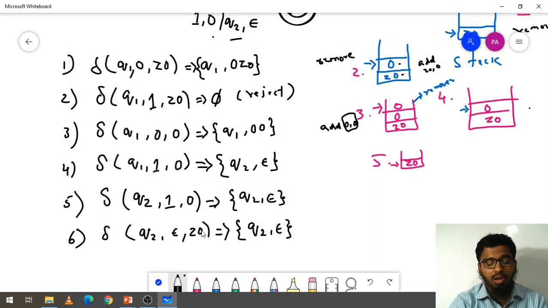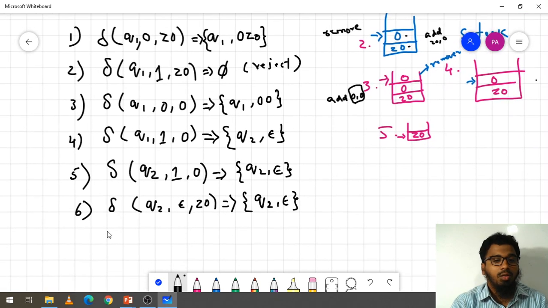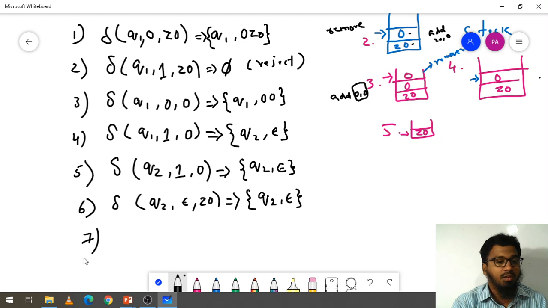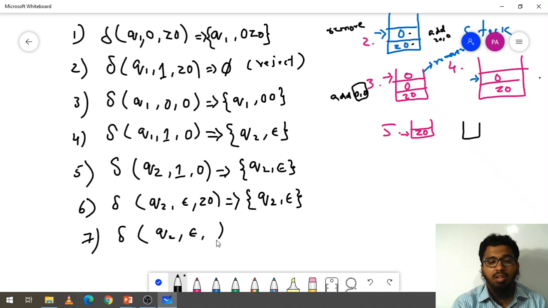Now here, after this seventh one, we need to check delta. Already we finished, but after this our stack is empty. So q2 epsilon, here nothing. What answer will we get? We will get the same thing, epsilon, and here phi, empty. We will get empty.